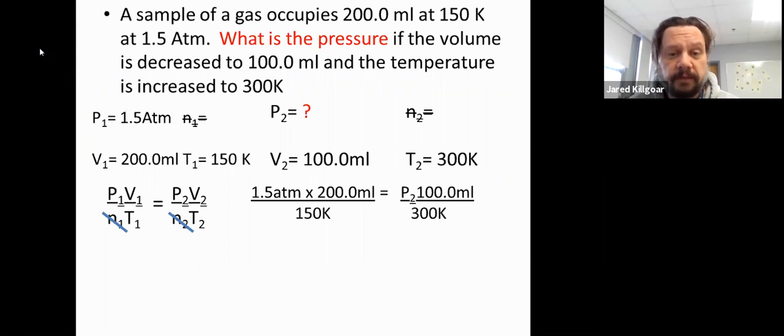I can cross multiply. I like to multiply both sides by 300 over 100, and I would get P2. Notice also my units cancel out here, and I'm left with a unit of pressure. That should always be the case. And I solve for my variable P2, and I get 6 atmospheres.